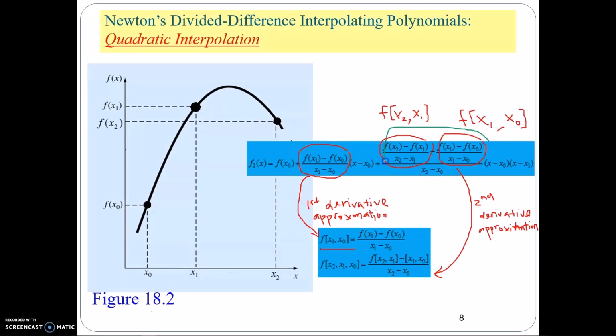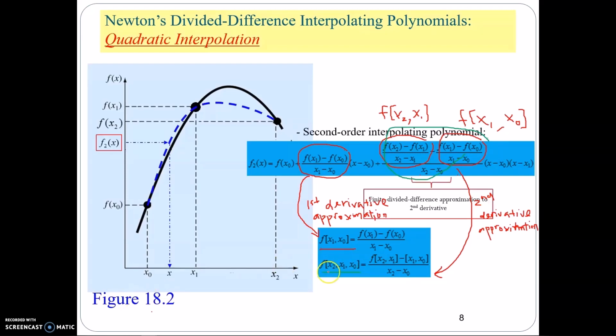The whole term here is the second derivative approximation, which we can further simplify to be f in the bracket of x2, x1 and x0. We take x2, which is the first element, minus x0 in the denominator here. Then we take x2 and x1 for the first derivative here, minus f of x1, x0 in the first derivative here. There is a missing f here, so please correct this.